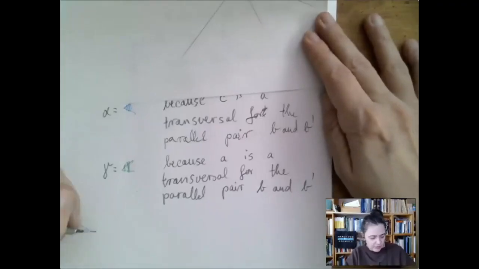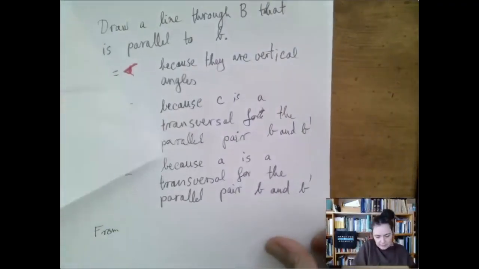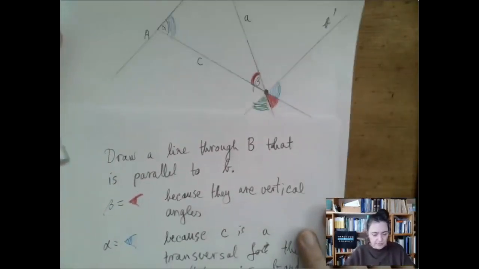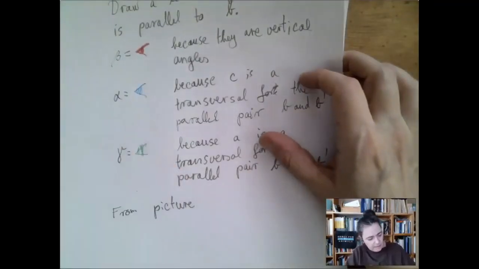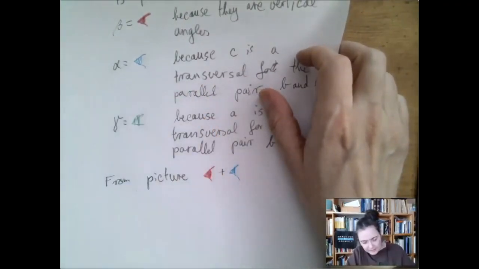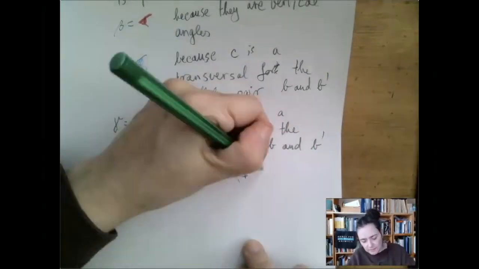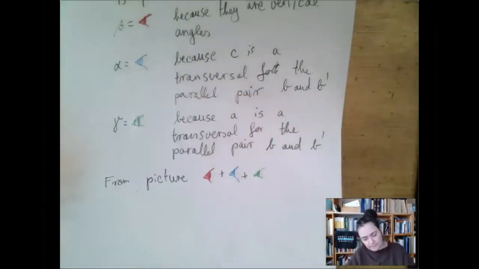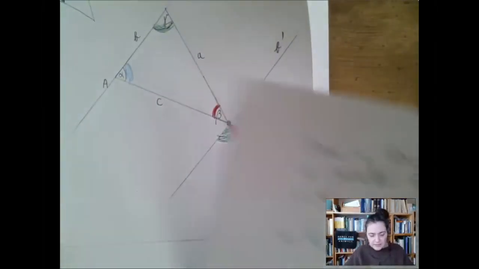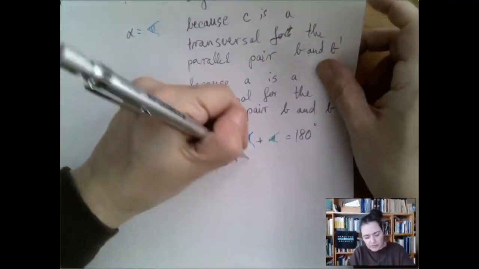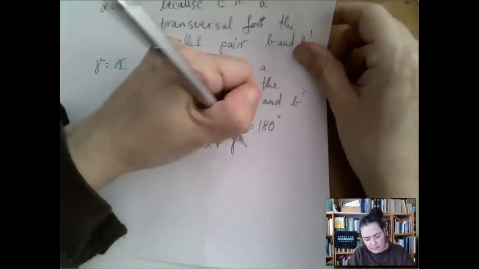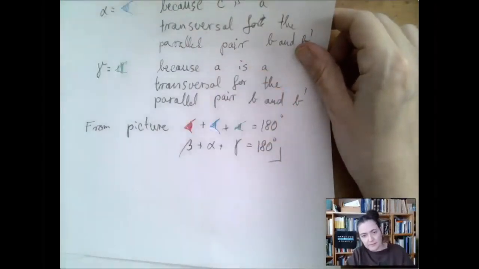And now from the picture, oh, here, maybe I can do this trick. Nope, it's not going to fit. So from the picture, the red angle plus the blue angle plus the green angle equals 180. But the red angle is the same as beta, and the blue angle was the same as alpha, and the green angle was gamma. So there it is.